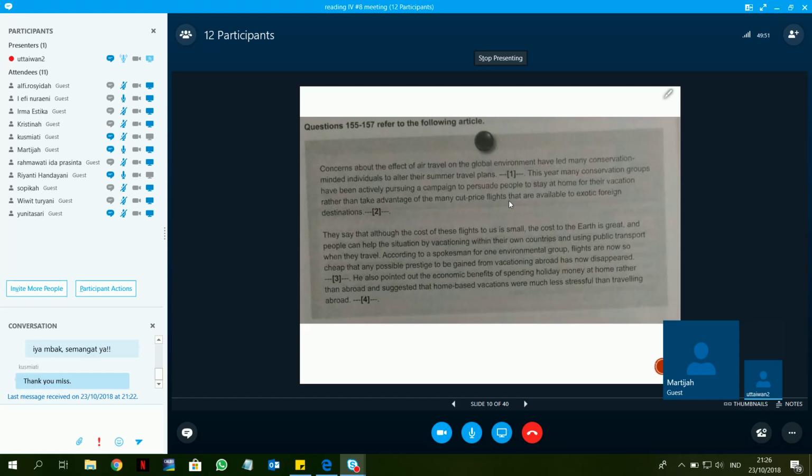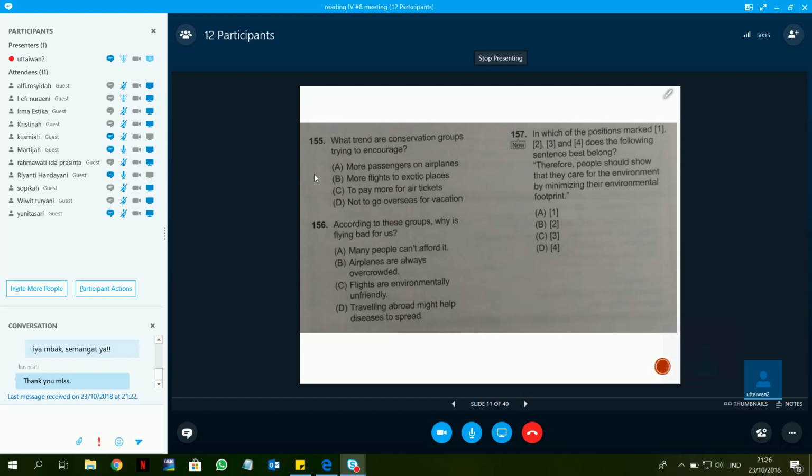Selanjutnya ini. Nah, ini seperti pertanyaan sebelumnya, cuman kalau sebelumnya itu kan panjang, kalimat pendek, short passage. Nah, yang ini long passage. Sebelum kita masuk ke soalnya, sebelum kita baca ke teks, kita baca soalnya dulu. 155. What trend are conservation group trying to encourage? Apa trennya? More passengers on airplanes, more flights to exotic places, to pay for air tickets, or to go overseas for vacation. Baca dulu ya, teksnya sekarang kita baca.